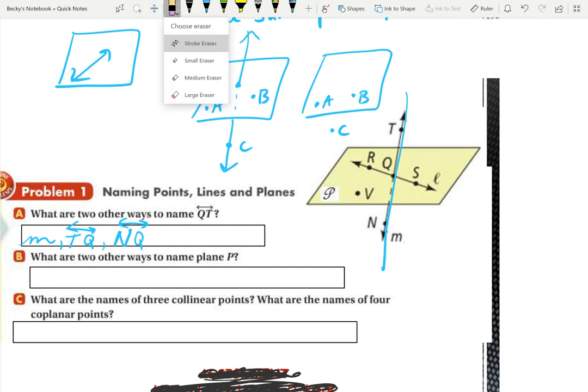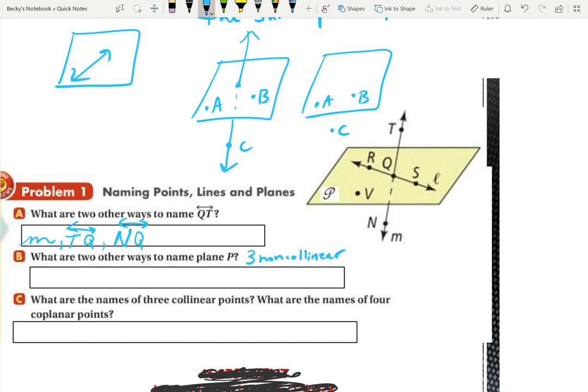Name 2 other ways to name plane P. Okay. So, technically, we need 3 points that are not in a line, and the vocab word is non-collinear. 3 non-collinear. All right, so we have to get used to these vocab words. We're going to use them all the time. So, let's start with V. So, V, R, S. Now, could those be in any order? Absolutely. You can just start scrambling these around, and if you want to get your answers this way, you can.